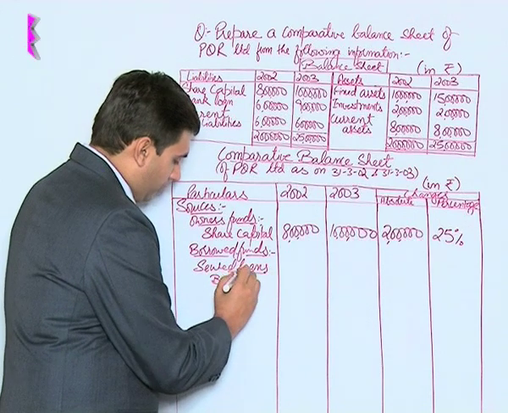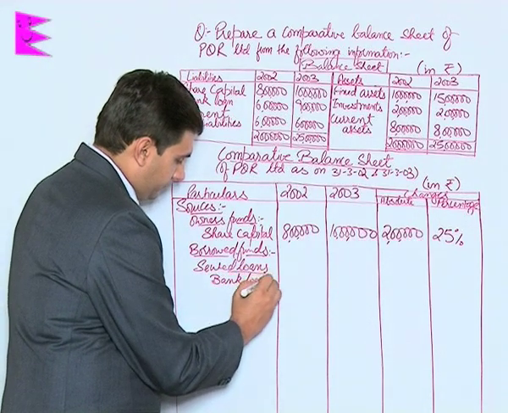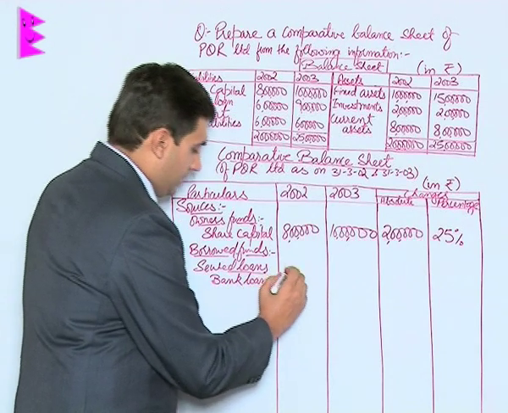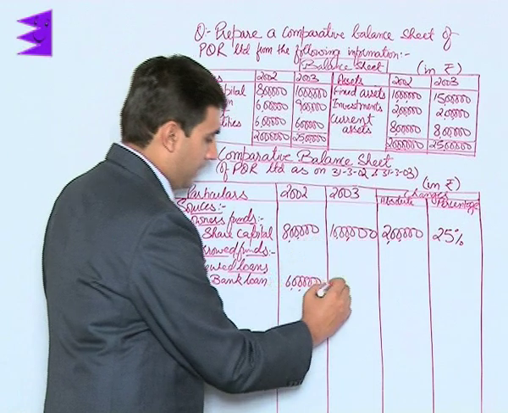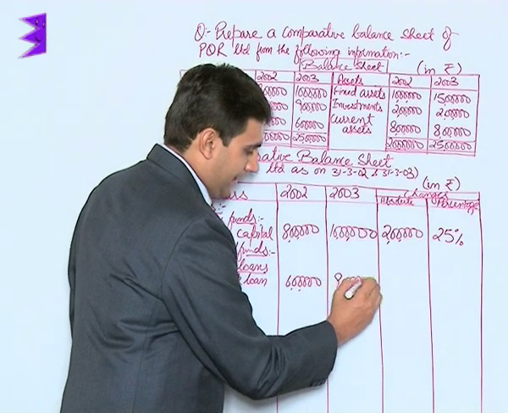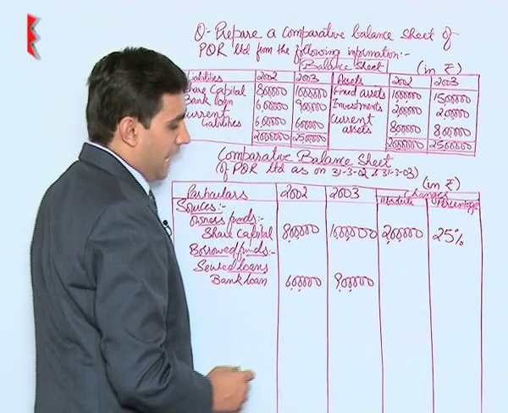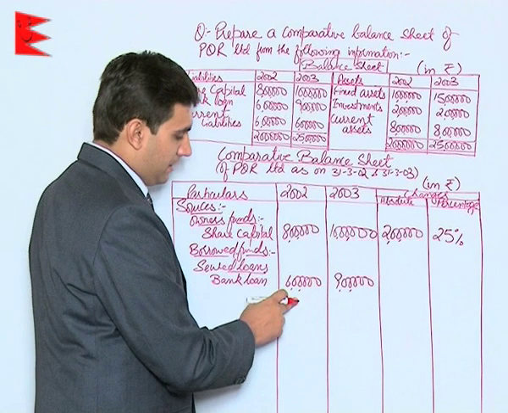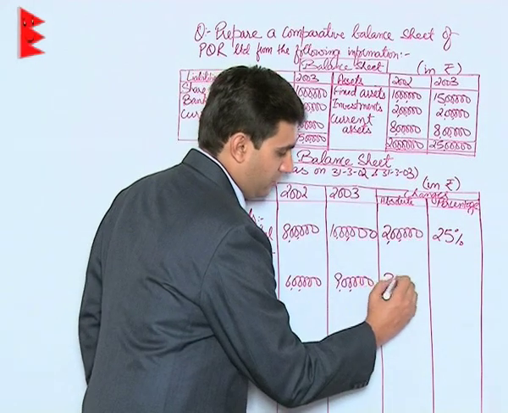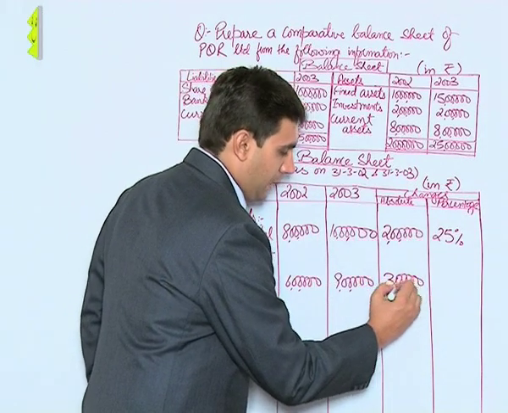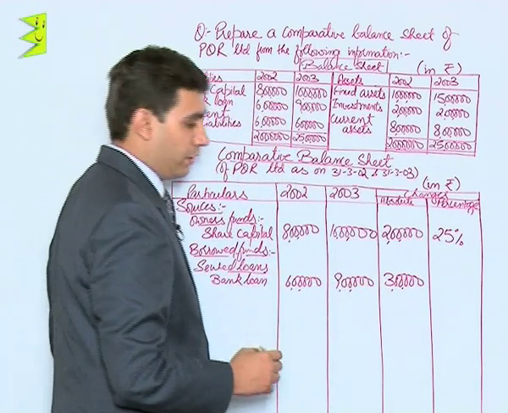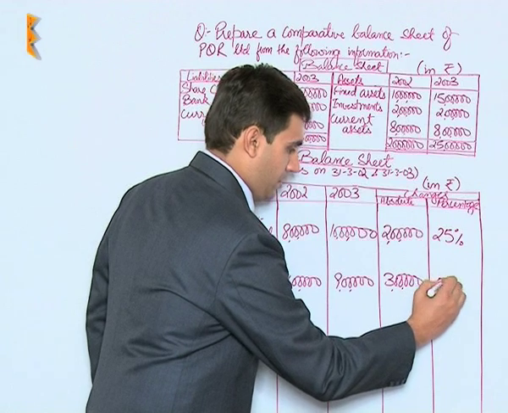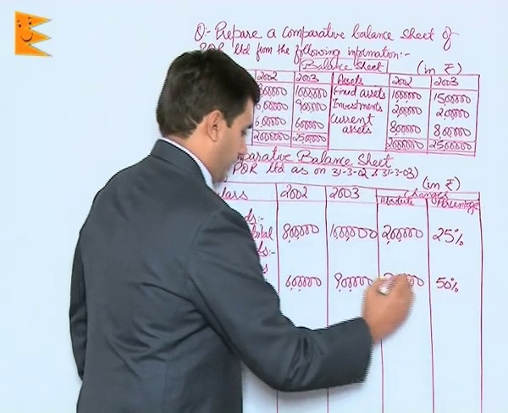that is bank loan, which is 6 lakh and 9 lakh. The absolute change is 9 minus 6, which is 3 lakh, and the percentage change would be 3 lakh upon 6 lakh into 100. That comes to 50%.